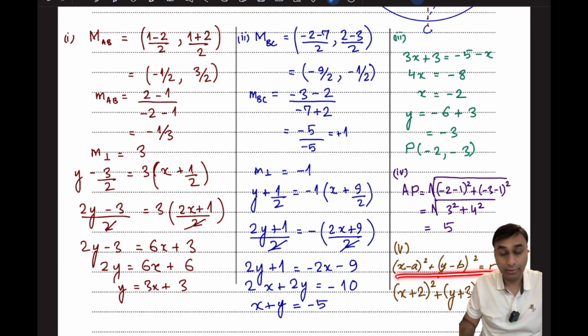And then recalling the formula for the equation of a circle, which is x minus a whole square plus y minus b whole square equals r square, I will be able to get myself the equation of the circle. Now this is the equation of the circle, but I can also expand and simplify this form.